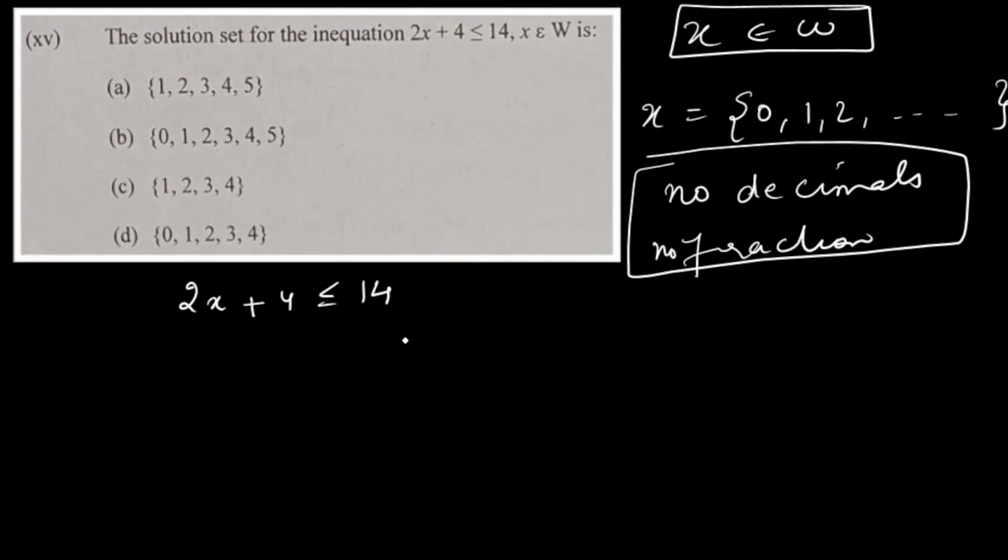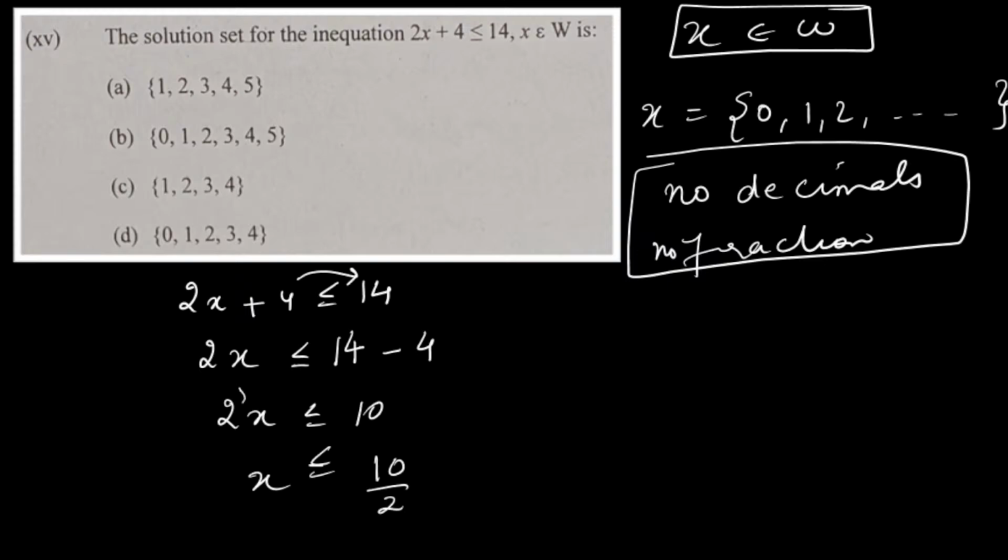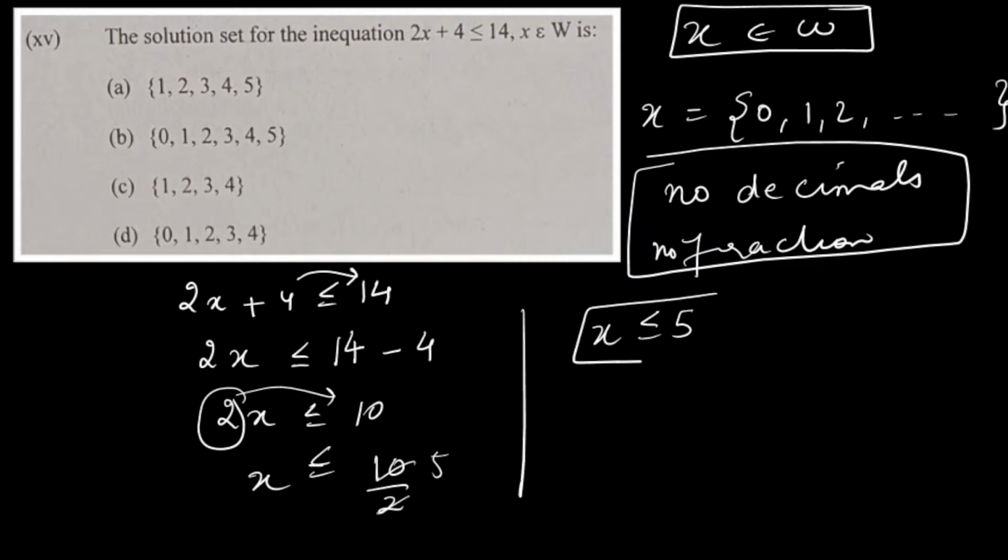So we have to find the solution set. First of all, let's find the value of x. Then we will see the solution set. So 4 will shift to the other side. So 2x is less than or equal to 14 minus 4, because plus 4 when shifted to the other side becomes minus 4. So 2x is less than or equal to 10. x is less than or equal to 10 by 2. 2 shifts to the other side, so it gets divided. x is less than or equal to 5.